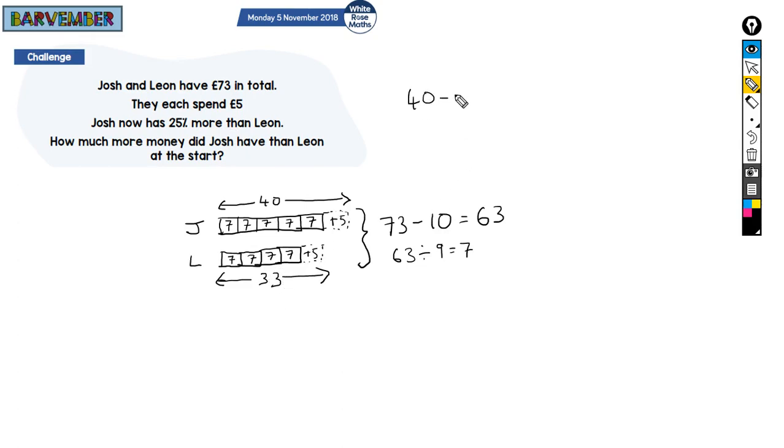40 subtract 33 gives me the difference, which is £7. So that is my answer. That is how much more money Josh had than Leon at the start.